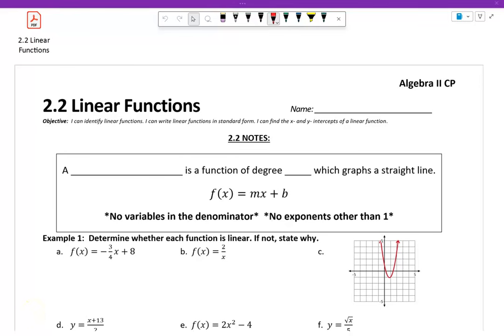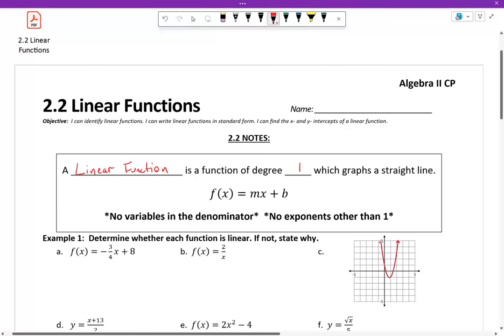Section 2.2, linear functions. So in these notes, we're going to identify linear functions. We'll write them in standard form, and then find the x and y intercepts using standard form. A linear function is a function of degree 1, which graphs a straight line.